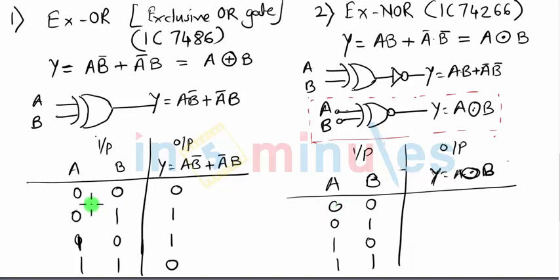So whatever the output you got here in the XOR, that will be negated. Means if for 0 0 you are getting 0 in the XOR, so in XNOR you will get here 1. For next two, you will get 0 0, and the final one again you will get output as 1. So this is all about the derived gates.